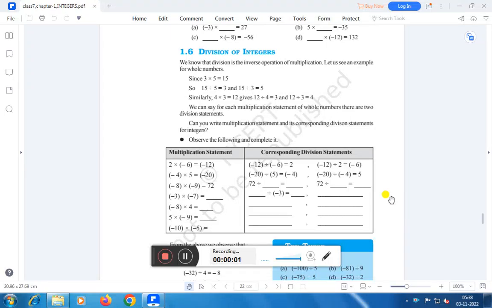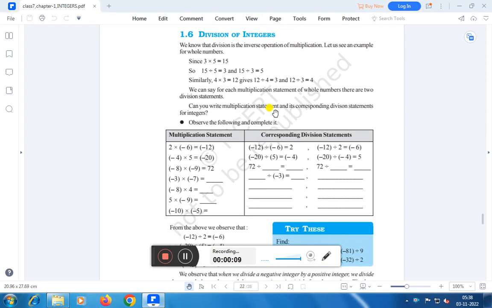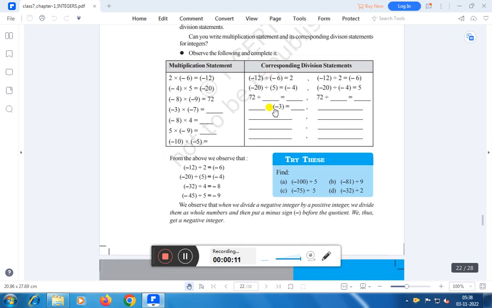Hello everyone. Today I shall discuss division of integers. Right here you can see in this table we are getting 2 into minus 6 is equal to minus 12.